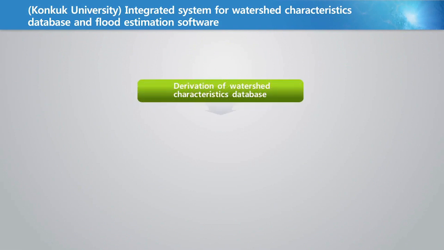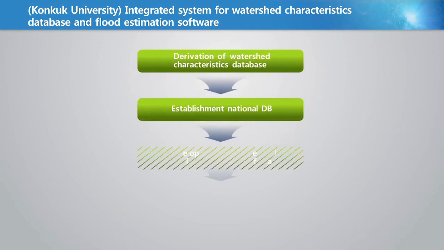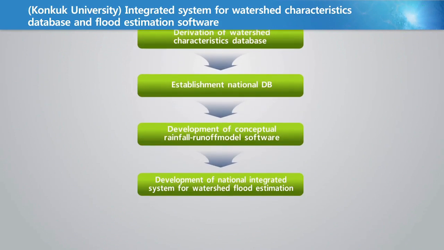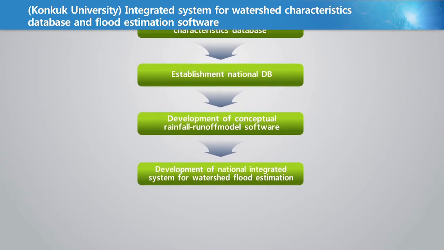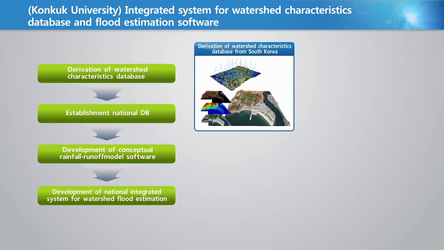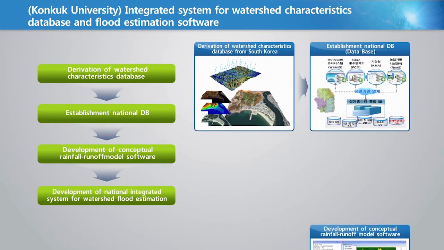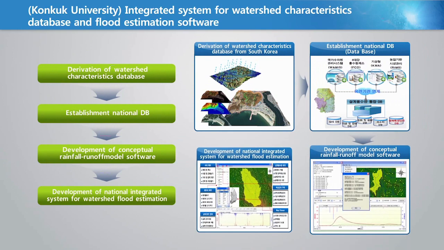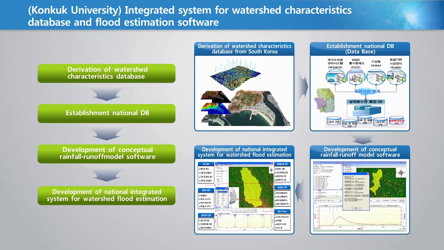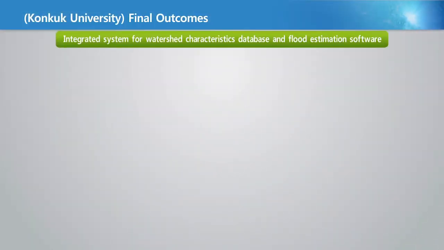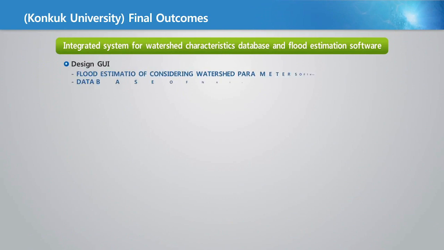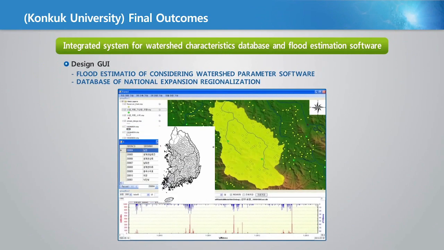We provide integrated system for watershed characteristics database and flood estimation software from South Korea. We design derivation of watershed characteristic database from South Korea and flood estimation software by using derived database. Finally, we provide GUI of integrated system based on GIS.